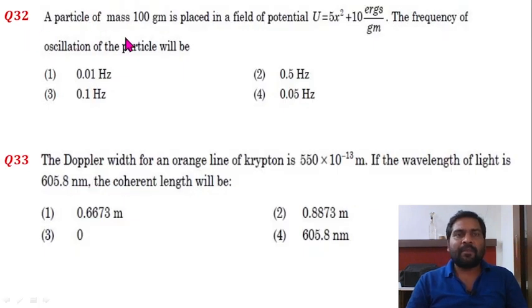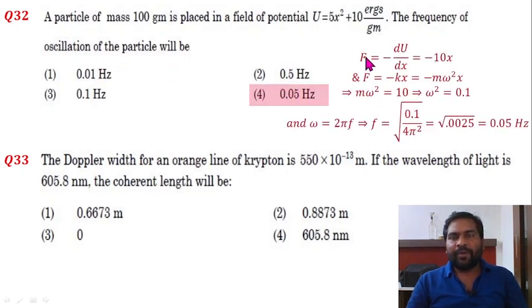Question 32. A particle of mass 100 gram is placed in a field of potential U equal to 5x square plus 10 ergs per gram. The frequency of oscillation of the particle will be? F equal to minus dU by dx. Its value is equal to minus 10x here. From Hooke's law, F is equal to minus kx equal to minus m omega square x.